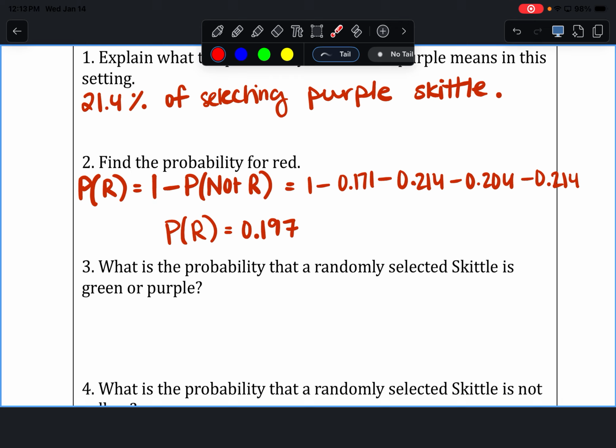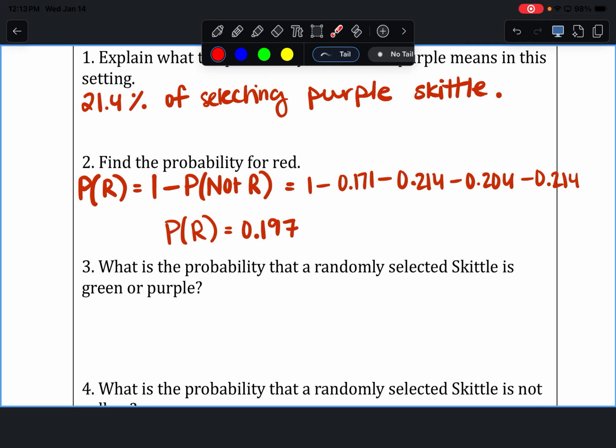Now, it says, what is the probability that a randomly selected Skittle is green or purple? So, just take the bag. This is our bag of Skittles, right? And if we stick our hand in the bag and pull out one Skittle, can I grab both a green and a purple Skittle? No. Okay. So, are those two events mutually exclusive?